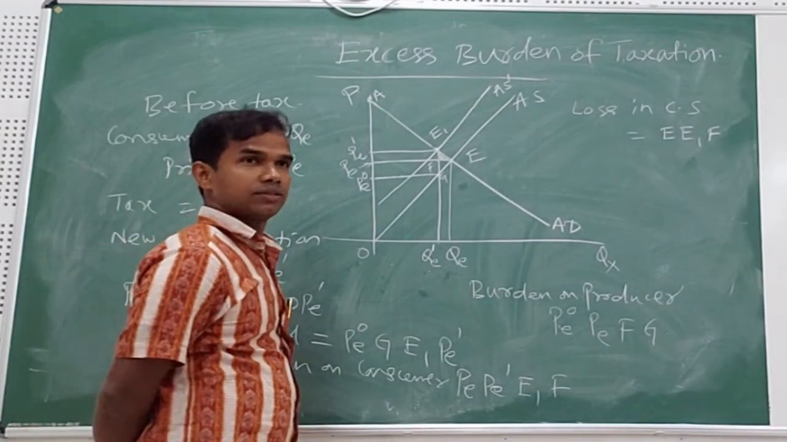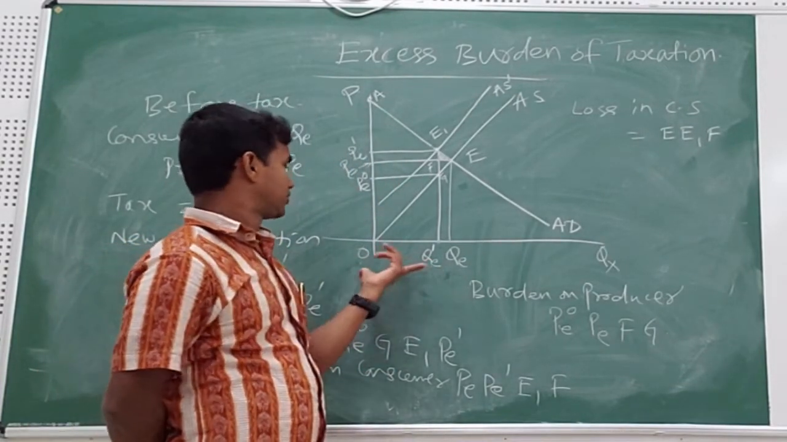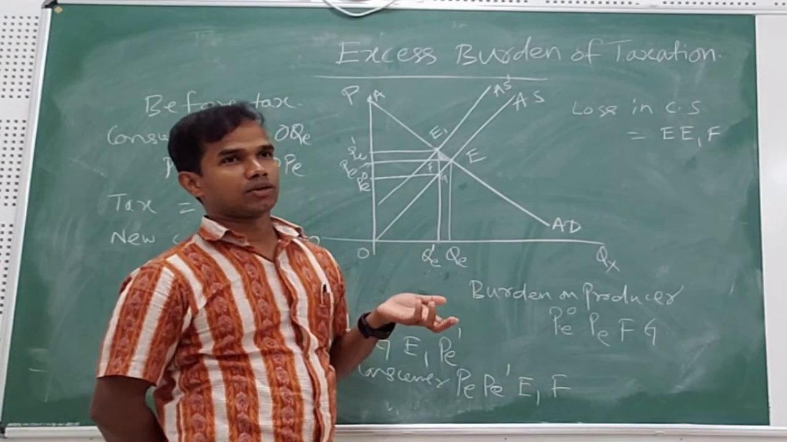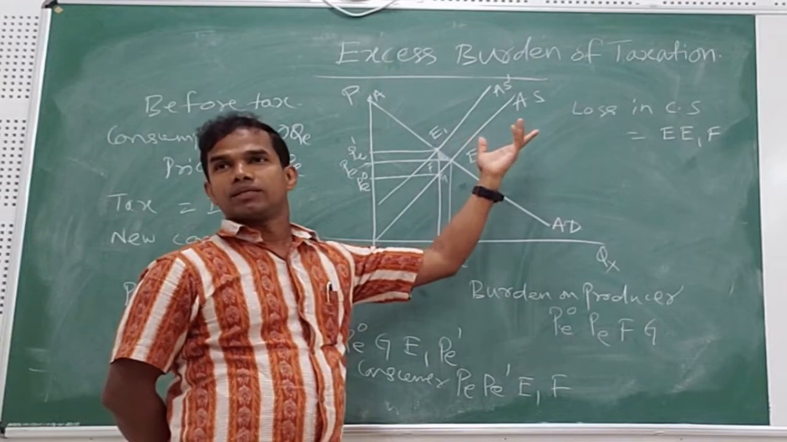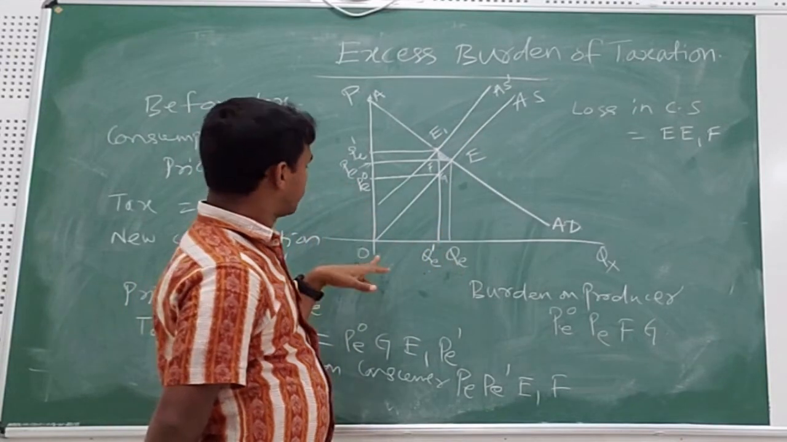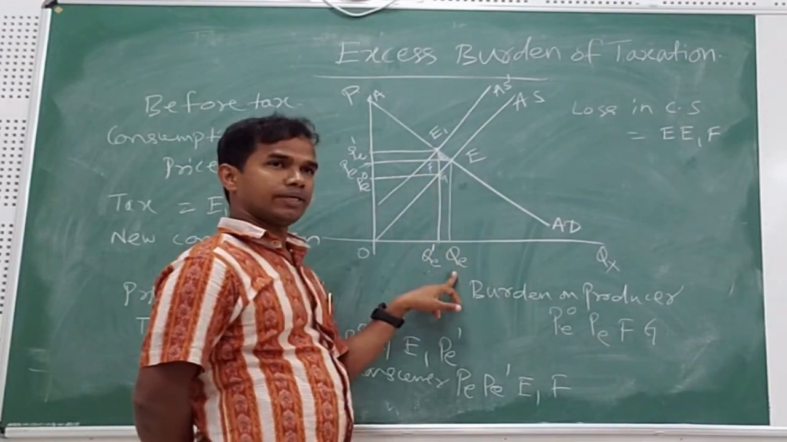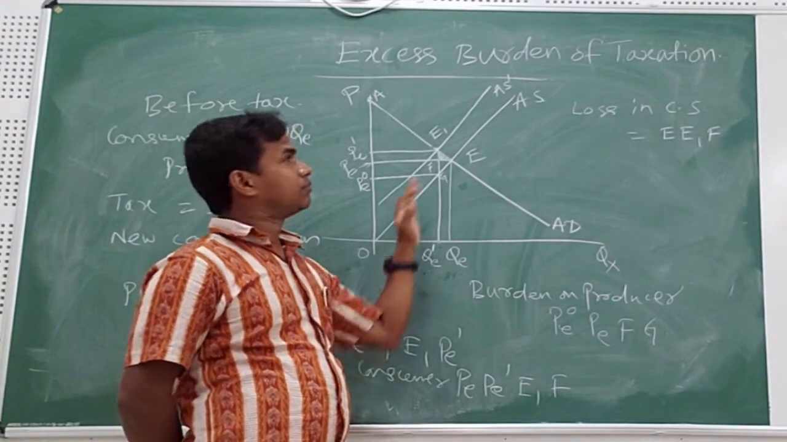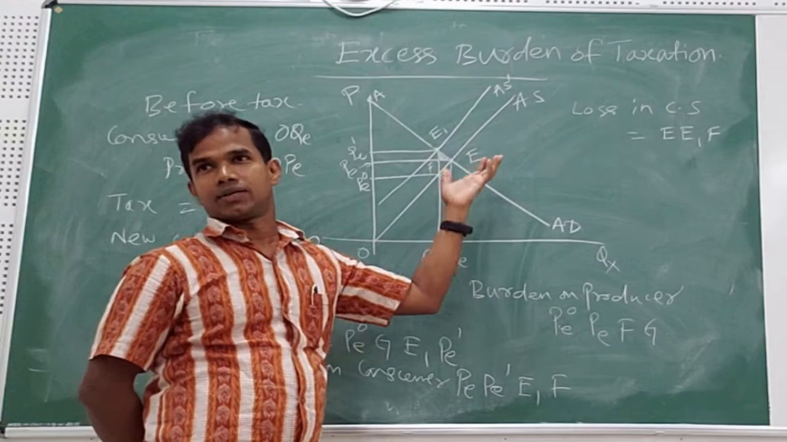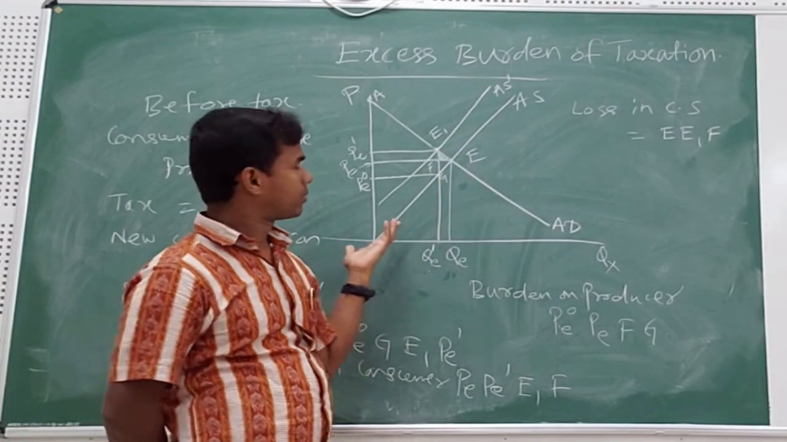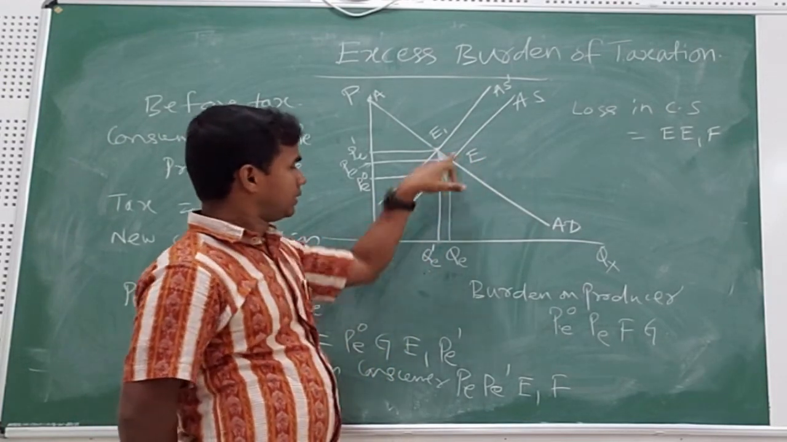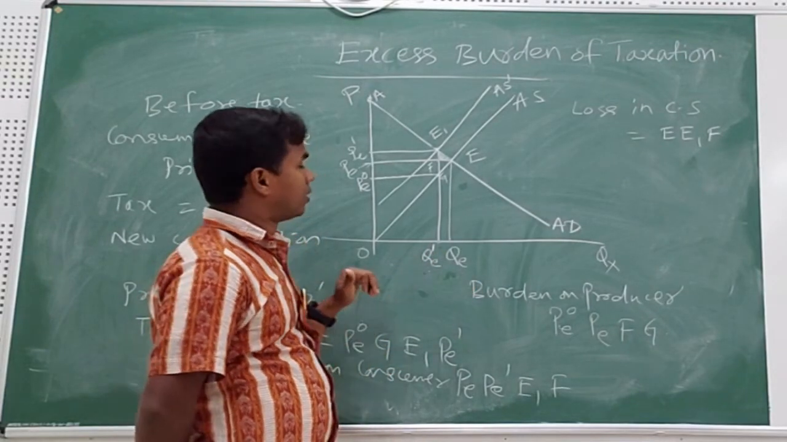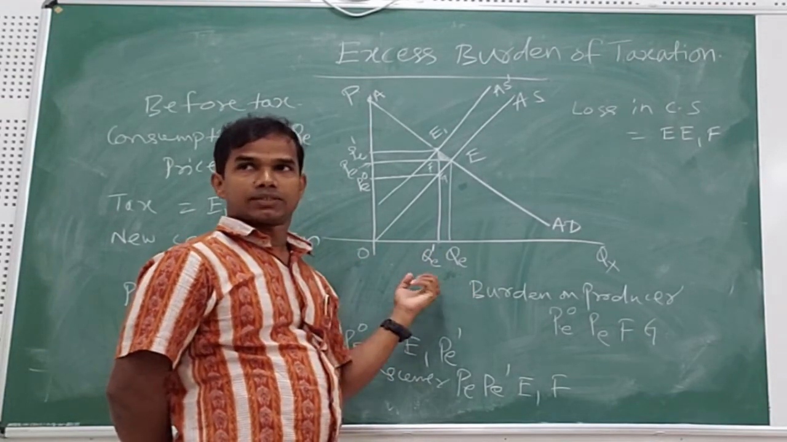What is the total cost of production when you are producing OQE quantity? The area under the marginal cost. The supply curve is nothing but the marginal cost. So the area under marginal cost is O, E and QE. Integration of marginal cost means the area under the supply curve. So that is O, E and QE. That is the total cost that you are incurring for producing this quantity.